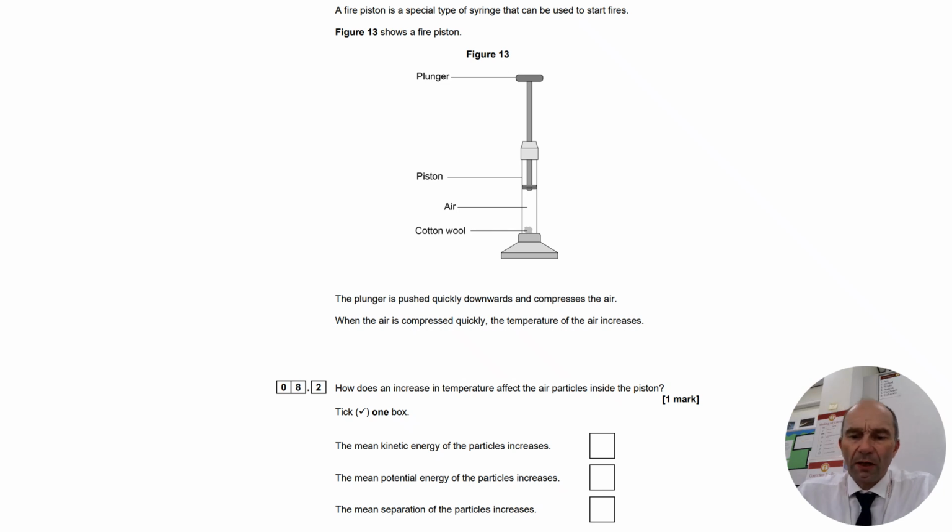So now we've got a fire piston, and it's a special type of syringe that can be used to start fires, and we've got a diagram of it. The plunger is pushed quickly downwards and compresses the air. When the air is compressed quickly, the temperature of the air increases. Now question 8.2 is asking us, how does an increase in temperature affect the air particles inside the piston? Remember, increased temperature, our particles are going to move more, which means that their store of kinetic energy goes up. So without even looking at the second or third answer, it is clear that the right answer is that top one. The mean kinetic energy of the particles increases.